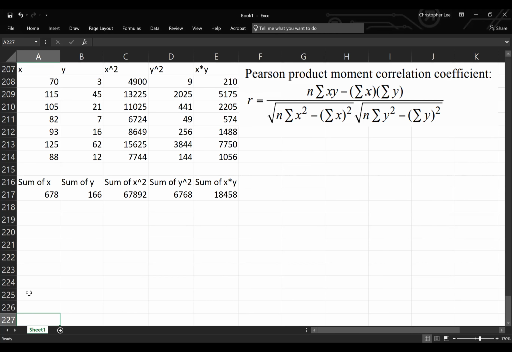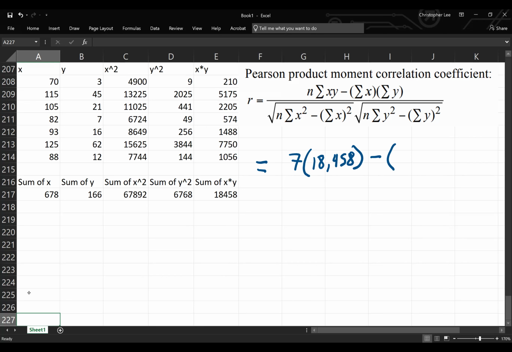Yeah. So now this is directly from your formula sheet. I just cut and paste. That's chapter 4 right there. You have all the numbers, just plug them in. Easy. This is an example. So n, how many numbers did we have? We have 7, so we know that n is 7, times the sum of x times y. What is that? That's the 18,458.